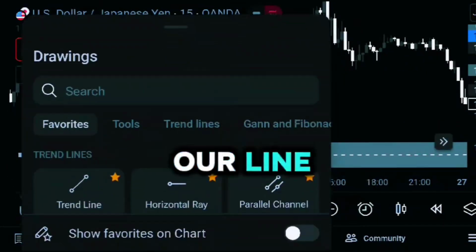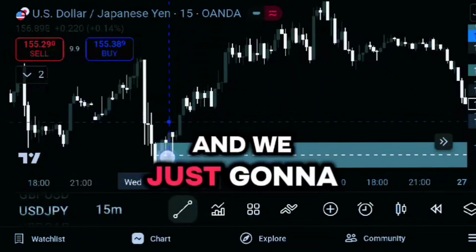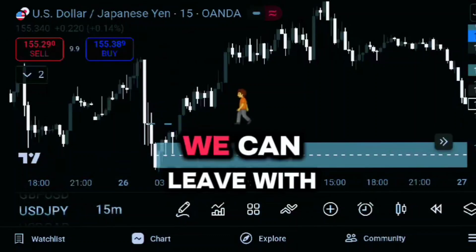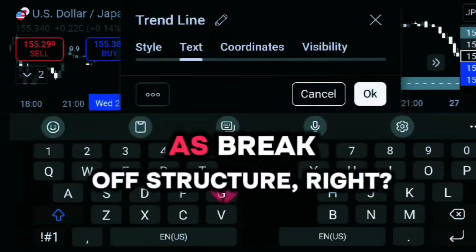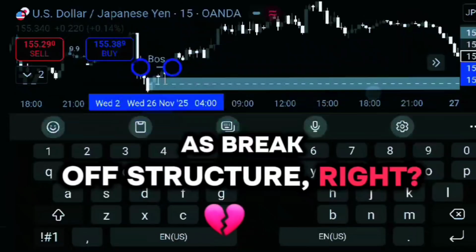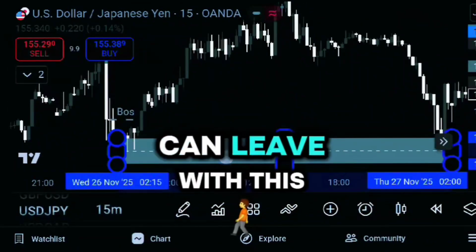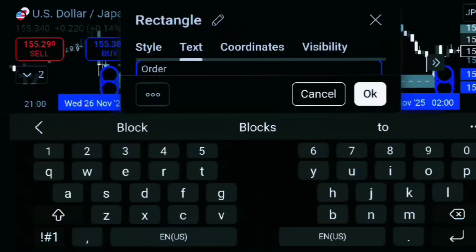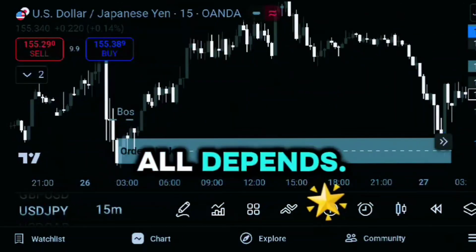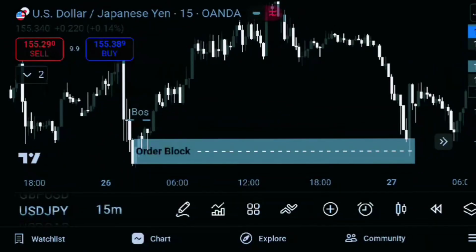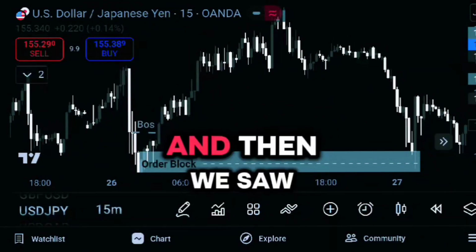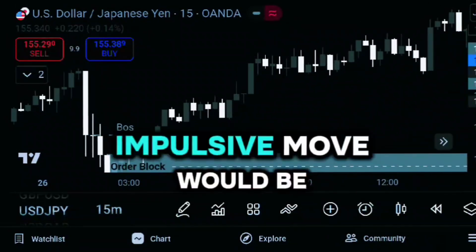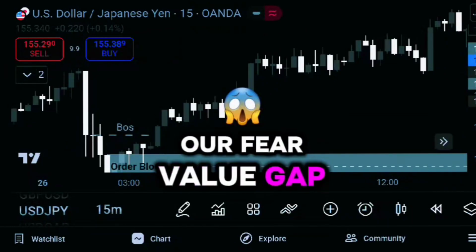So we're going to take our line and highlight it because it broke structure right here. We can label this BOS as break of structure, right? We can label this order block, or you can even say point of interest. It all depends. So we have an order block, break of structure, right? And then we saw that impulsive move right here. This impulsive move would be our fair value gap or imbalance.